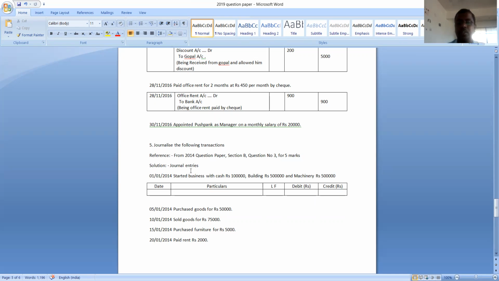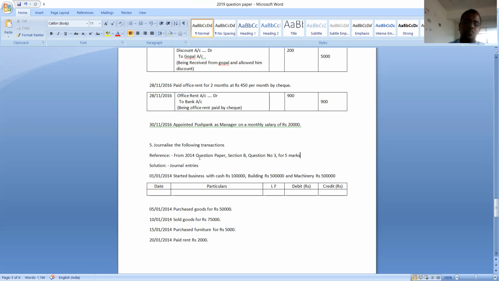This particular problem is also from a question paper, from the 2014 question paper, and this question appeared in section B as question number 3, for 5 marks. What is the question? Journalize the following transactions. Here 5 transactions are given, and we need to pass journal entries for these 5 transactions. Each transaction will carry 1 mark, so 5 transactions means 5 marks.